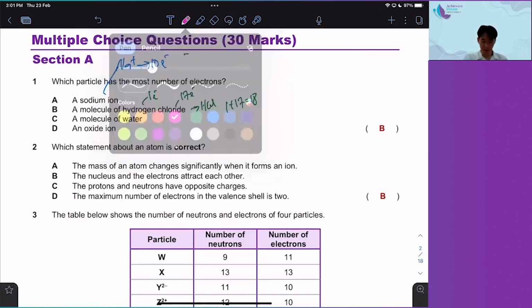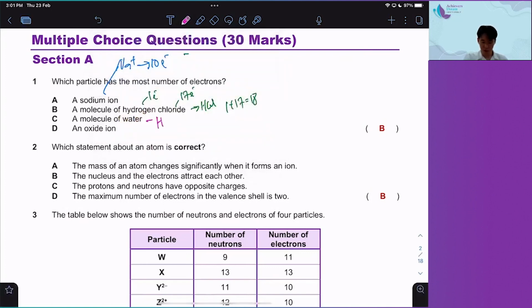Next, molecule of water is H2O. So hydrogen will have 1 and oxygen will have 8. So H2O will be 2 plus 8 gives us 10 electrons.